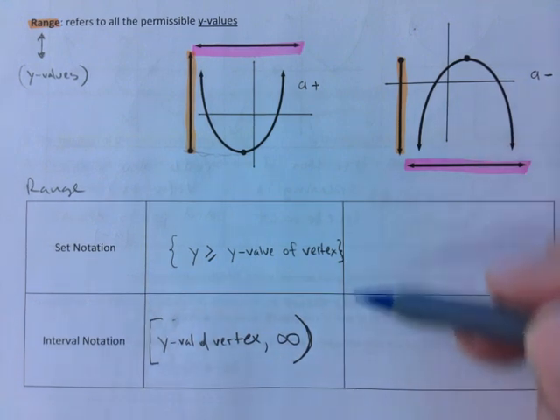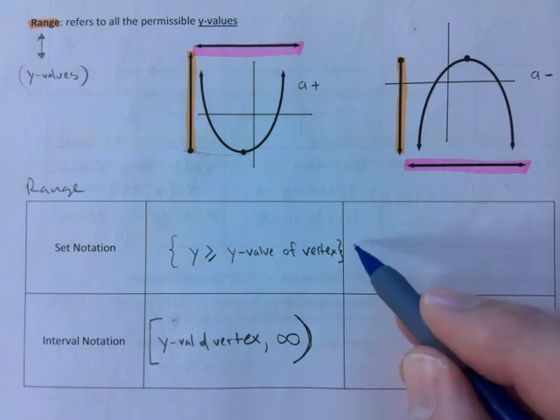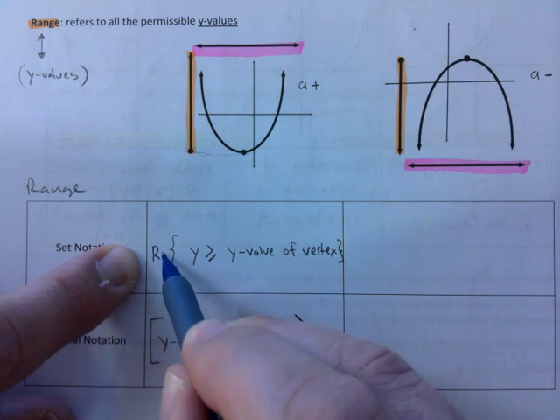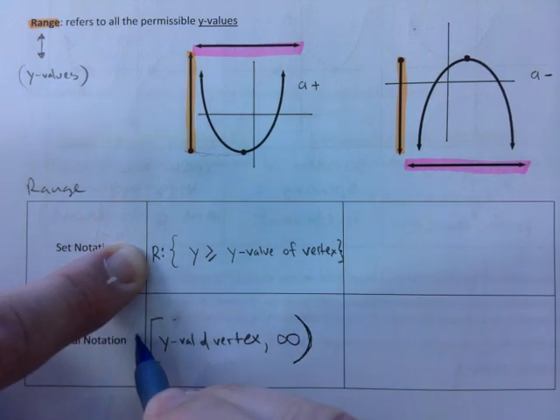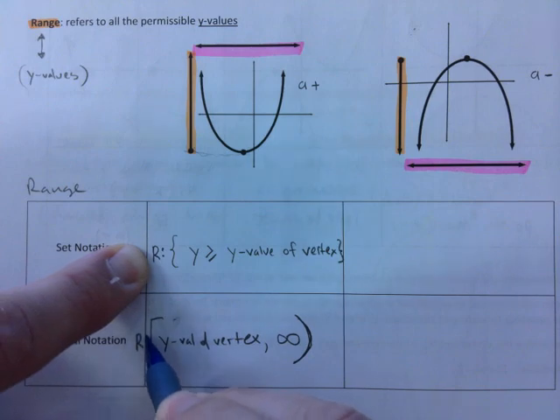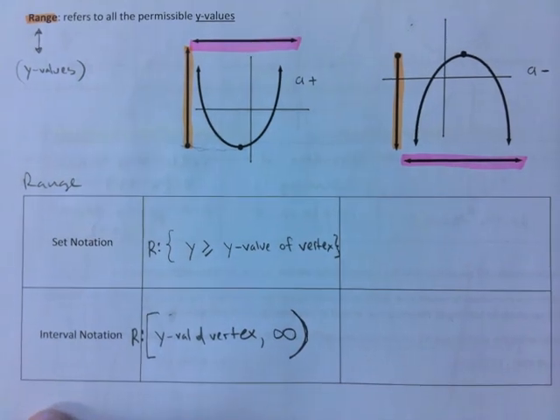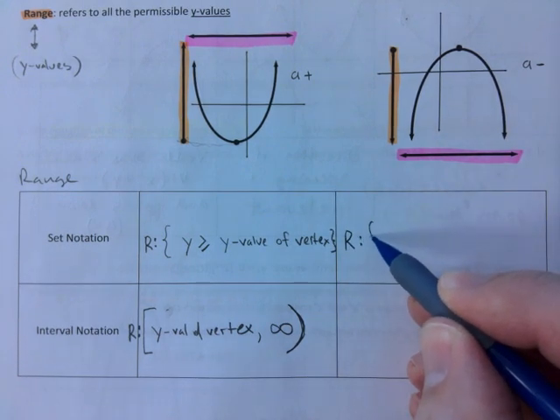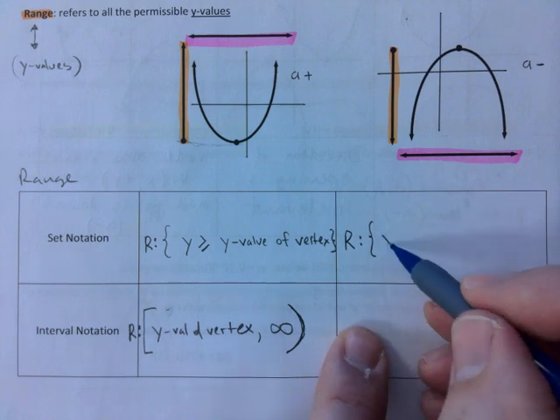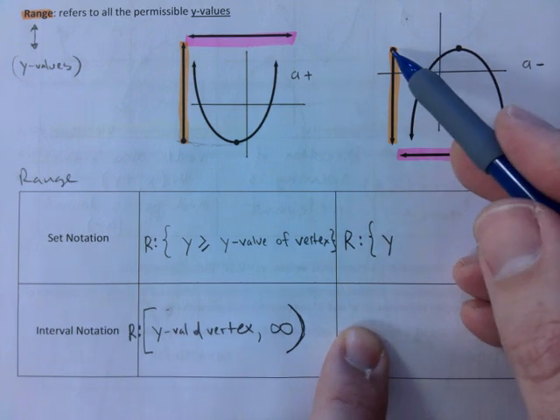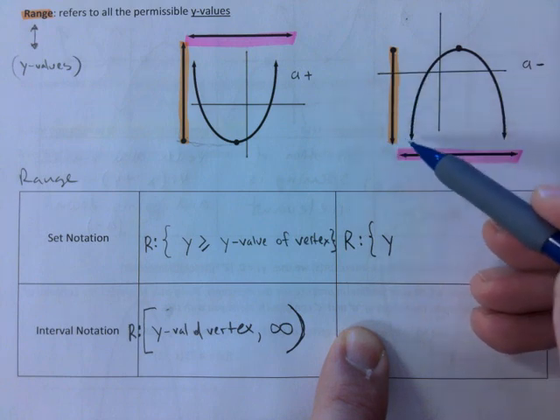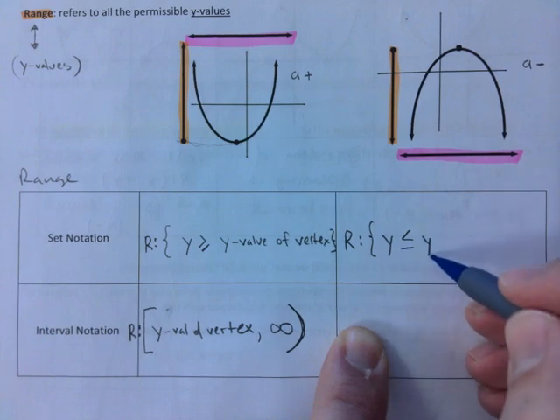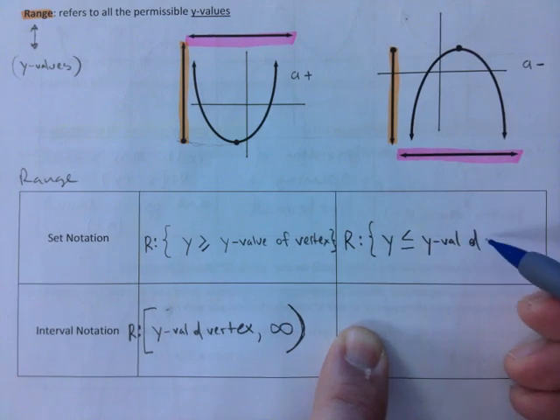When it comes to the one where it's pointing down, sorry guys, you want to make sure I get this right. It's R like this. Like you put an R in front normally, okay? And for the one that's pointing down, it's slightly different. Y is what? If you look at this, Y is less than. This graph only exists if Y is less than or equal to the Y value of vertex.